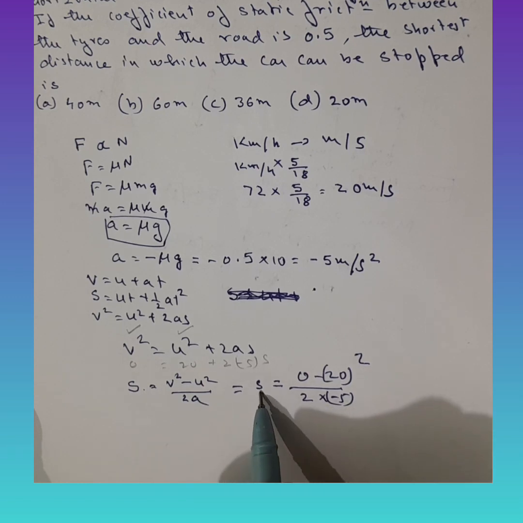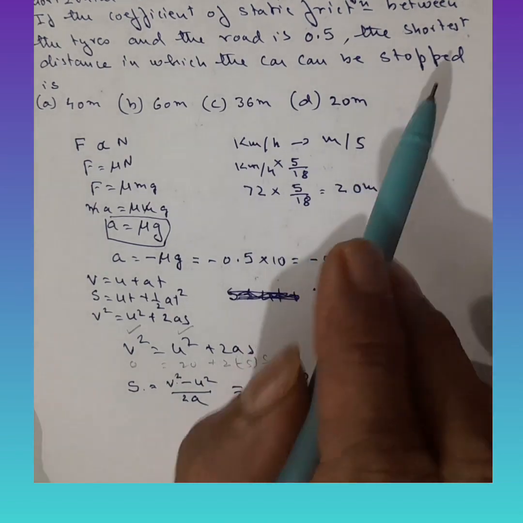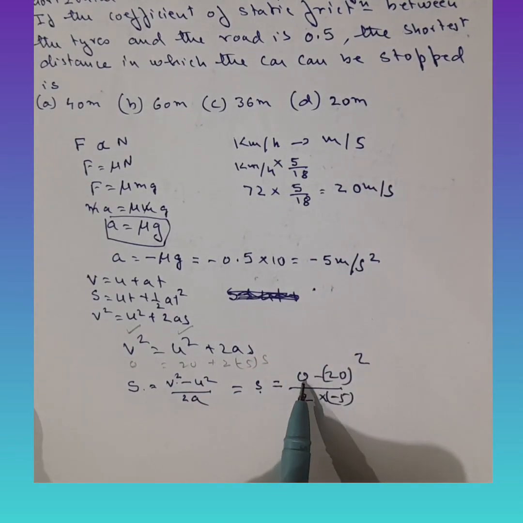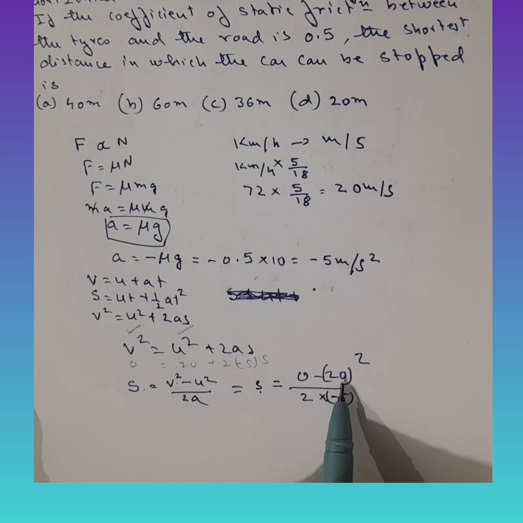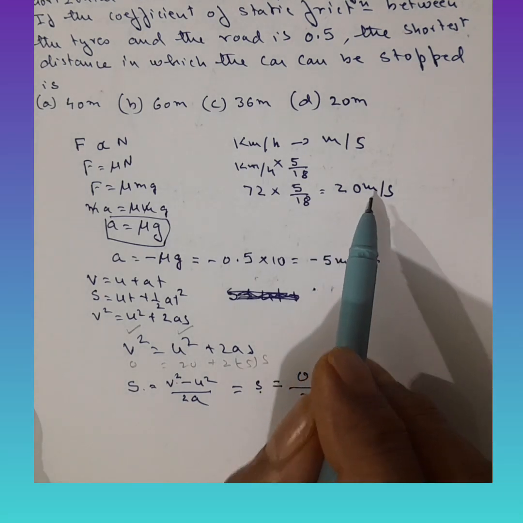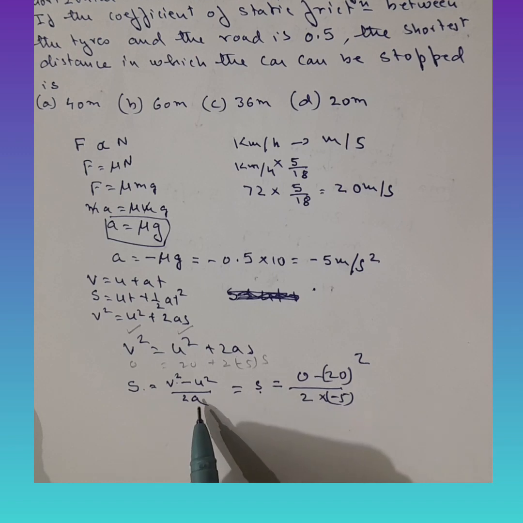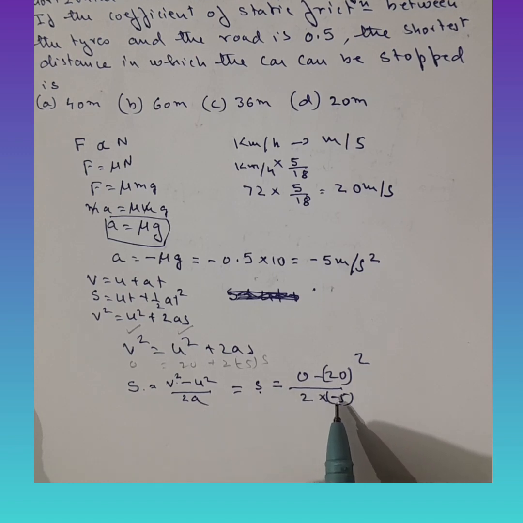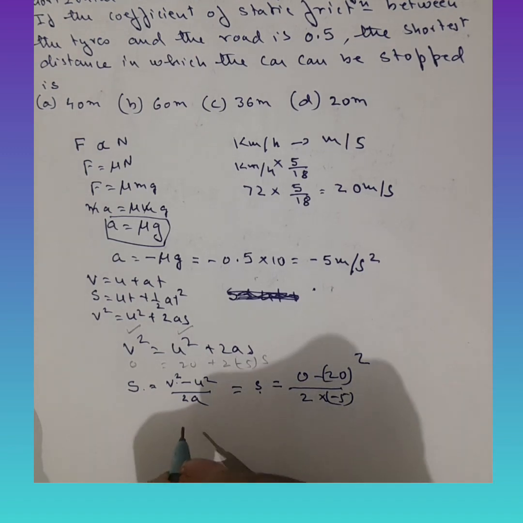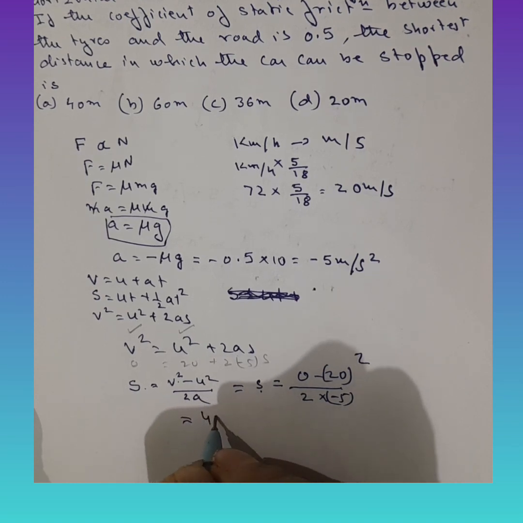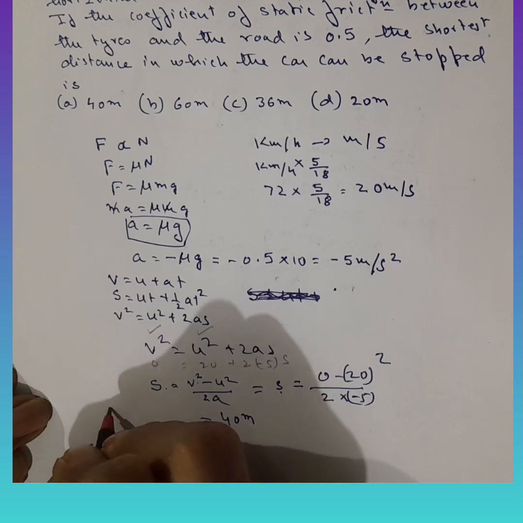On substituting values, we know final velocity is stopped, so 0 minus initial velocity converted to 20 meters per second, 20 square, upon 2 into retardation minus 5. So we end up with this. The ultimate answer that we end up with is 40 meters. The answer is A.